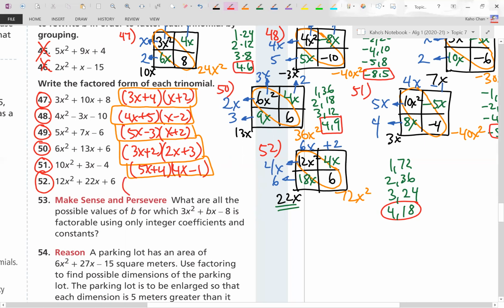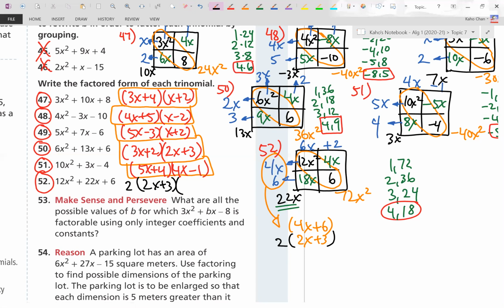Final answer for number 52 is, oh, we have a problem, folks. I see that 4x. That can be broken down further, right? You can take out a 2 from there. When you take out a 2, you'll be given 2x plus 3. Interesting. So here in my answer column, I totally forgot about that. 2 times 2x plus 3 times the other one, 6x. Oh, you're kidding me, right? What else can I take out?